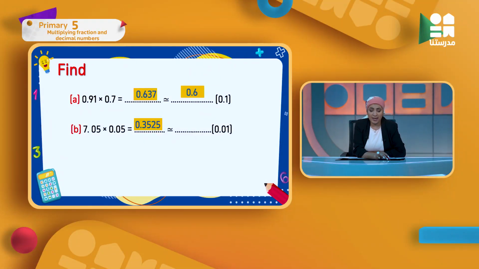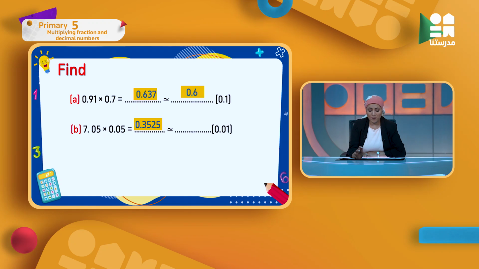0.3525, because here I have 4 digits after the decimal point. So the answer was 3,525, and I counted 4 places, then I put my decimal point.